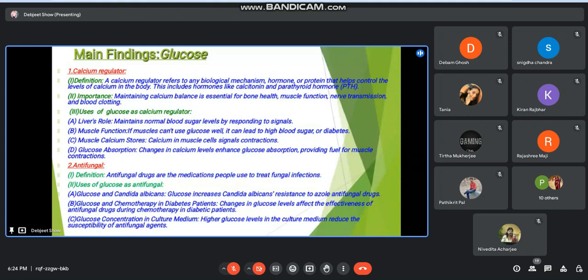Next, antifungal. What is antifungal? Antifungal drugs are the medications people use to treat fungal infections. What are the uses of glucose as an antifungal? Glucose increases Candida albicans resistance to azole antifungal drugs. Next, changes in glucose levels affect the effectiveness of antifungal drugs during chemotherapy in diabetic patients. Higher glucose levels in the culture medium reduce the susceptibility to antifungal agents.